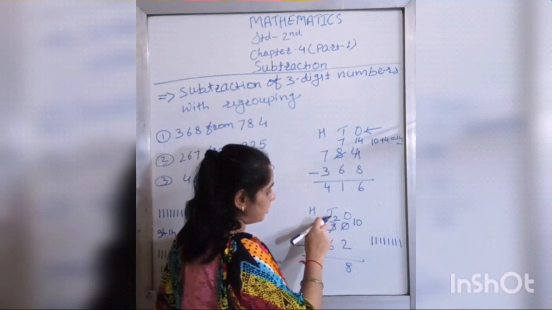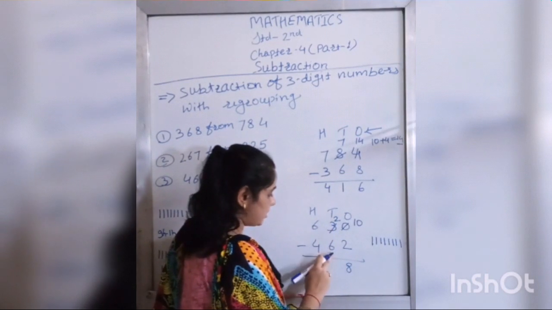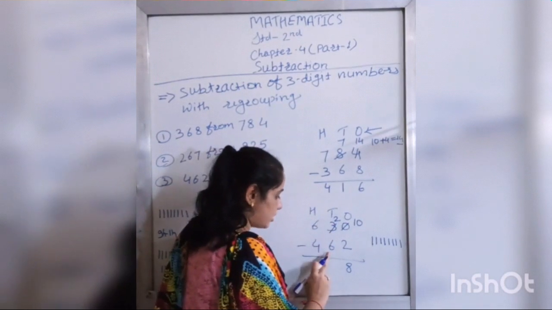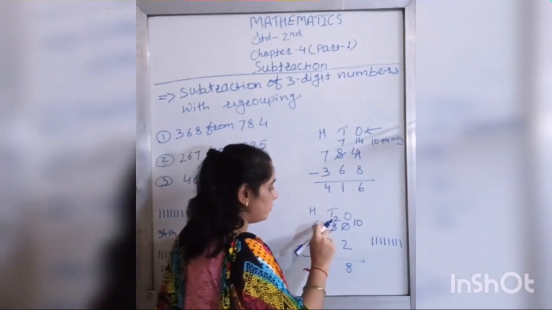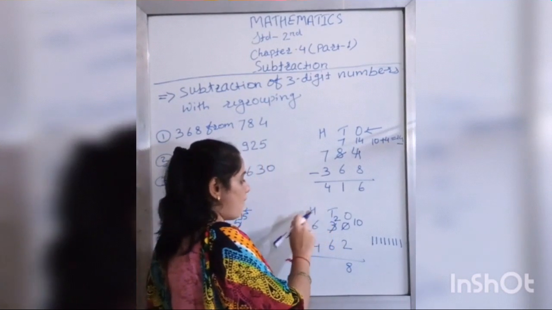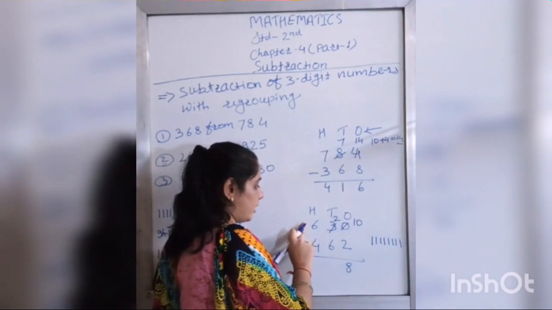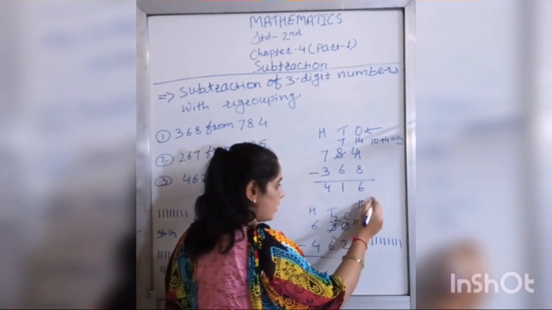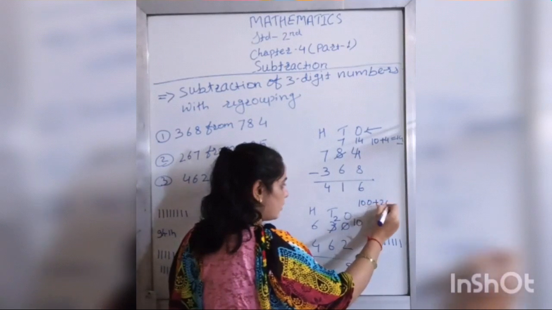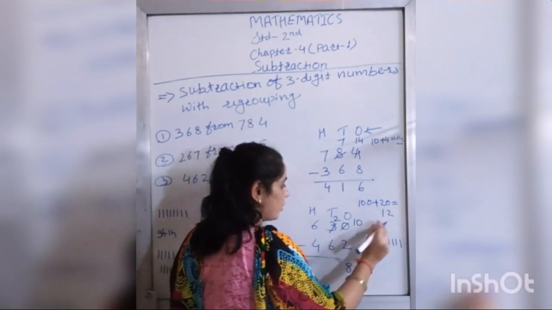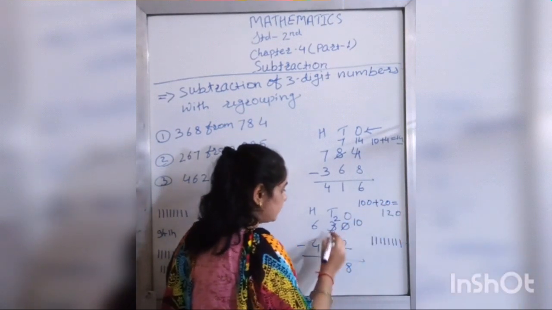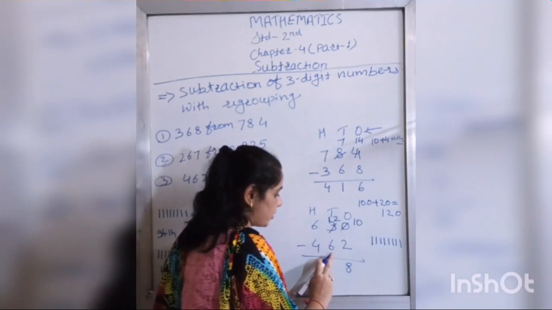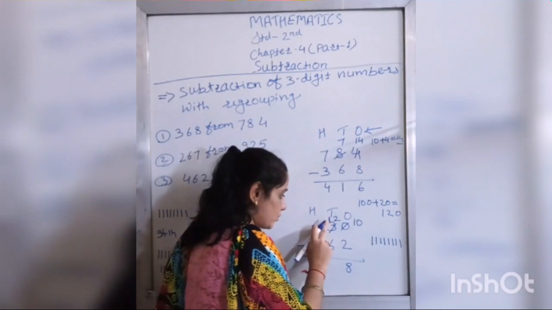Now see the numbers on the tens place. 2 minus 6. 6 is bigger than 2. We cannot subtract 6 from 2. So we will borrow 100 from the hundreds place. So this 2 will become 100 plus 2 tens, which is equal to 12 tens. So this 2 will become 12. Now we can subtract 6 from 12.